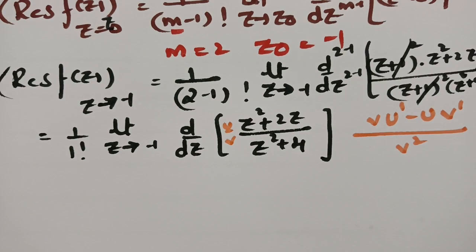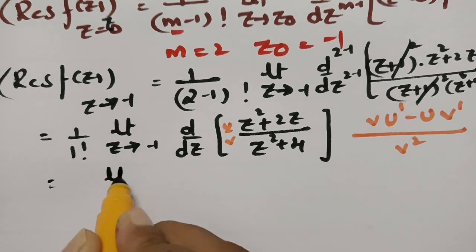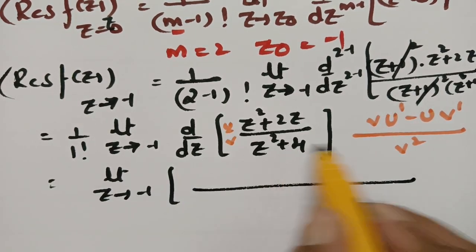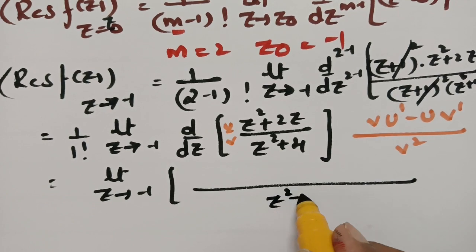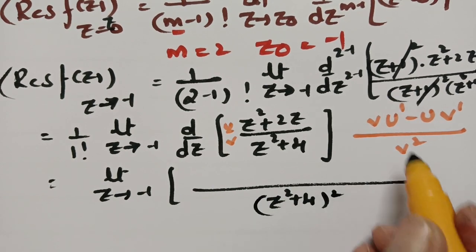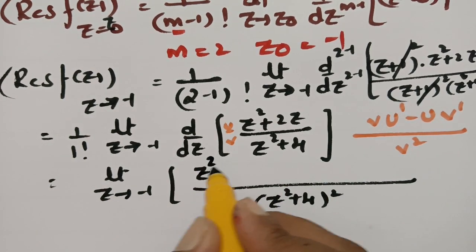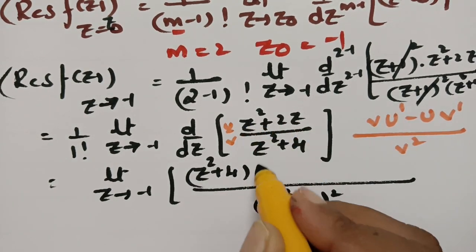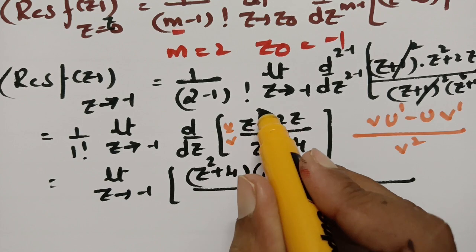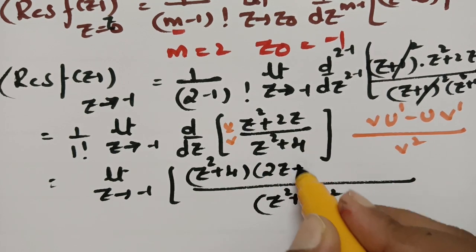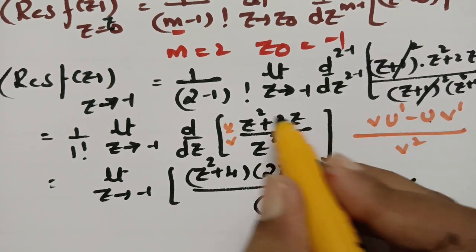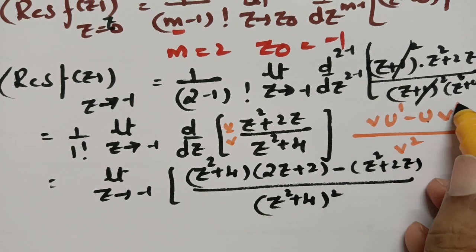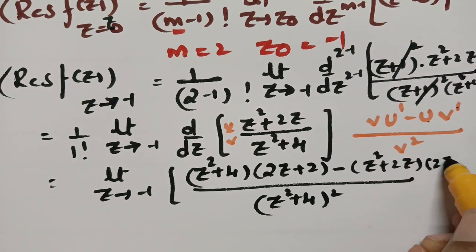Now I will make a derivative for one time. See, this is limit z tends to minus 1. For making a derivative, we have to write v square, that is z square plus 4 whole square. We have to write v for one time, that is z square plus 4, and we have to make a derivative for u. So for z square plus 2z, the derivative is 2z plus 2, minus, we have to leave u, that is z square plus 2z, and for v dash, this value is nothing but 2z.